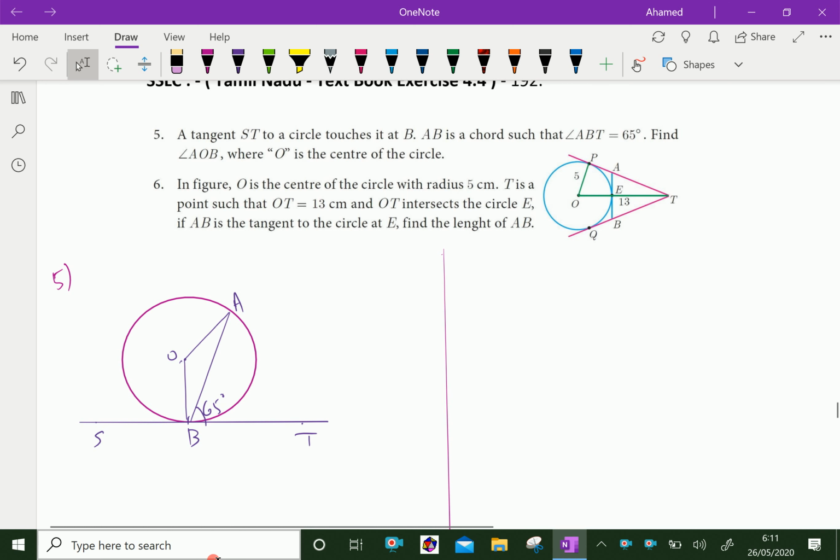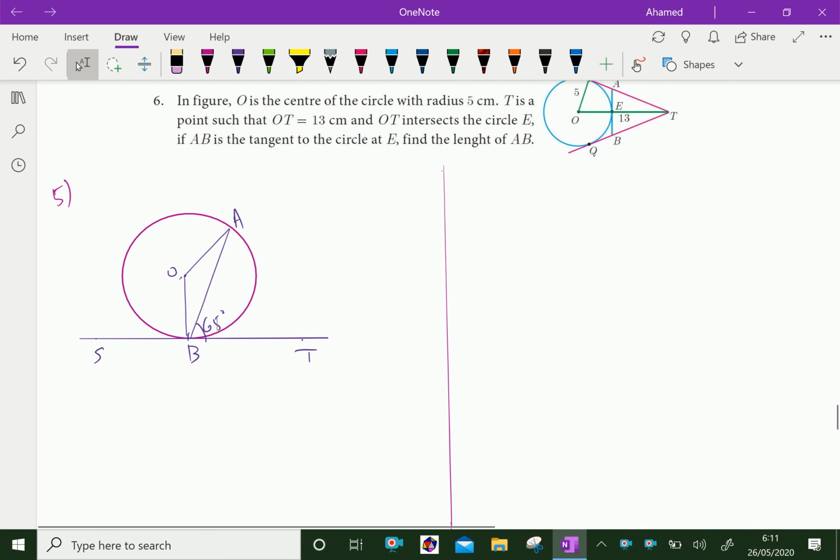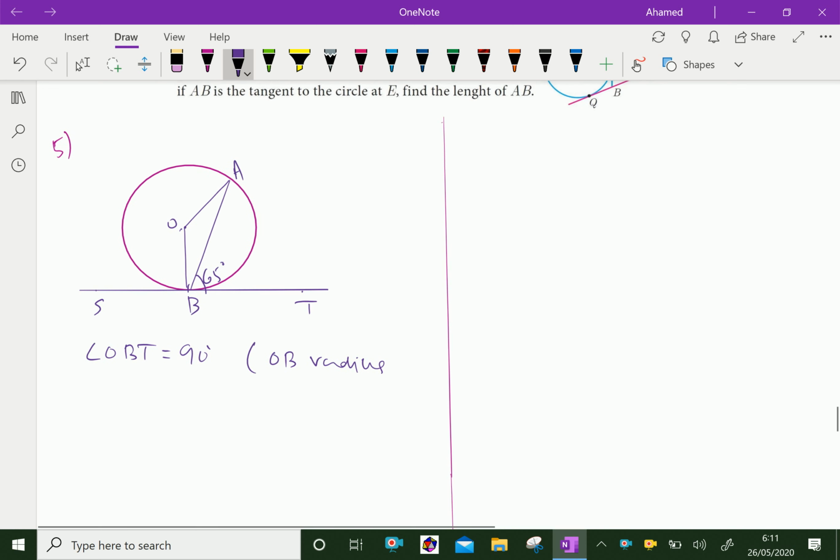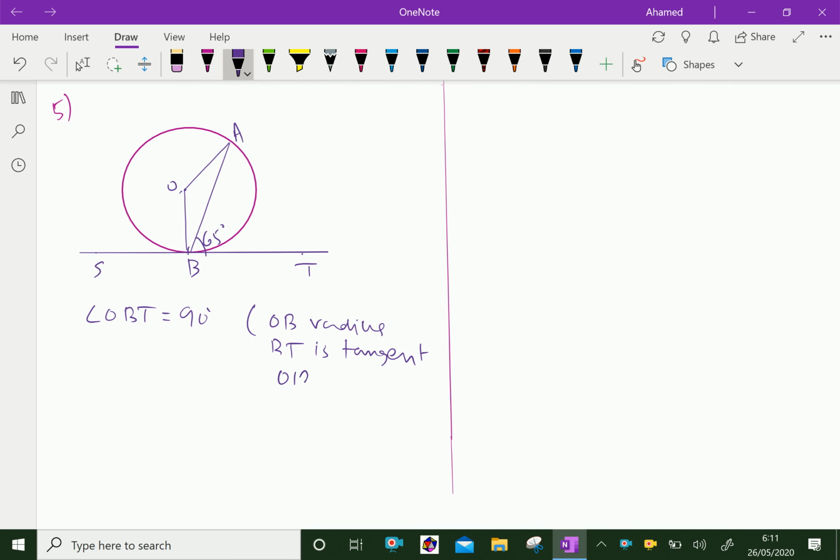Here, we know that angle OBT equals 90 degrees. The reason is OB is the radius and BT is the tangent. That means OB is perpendicular to BT.